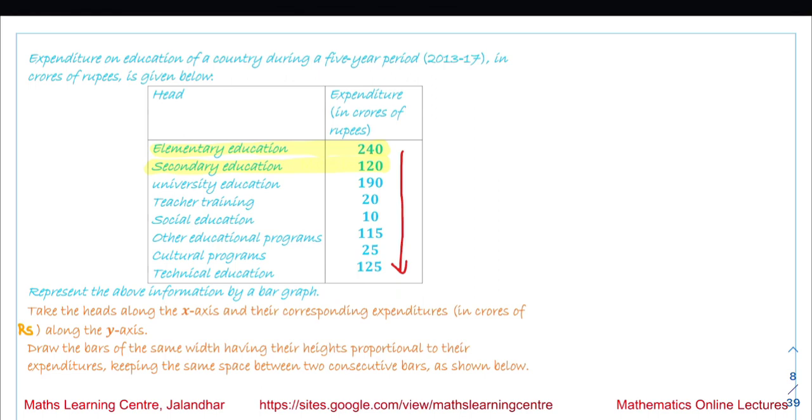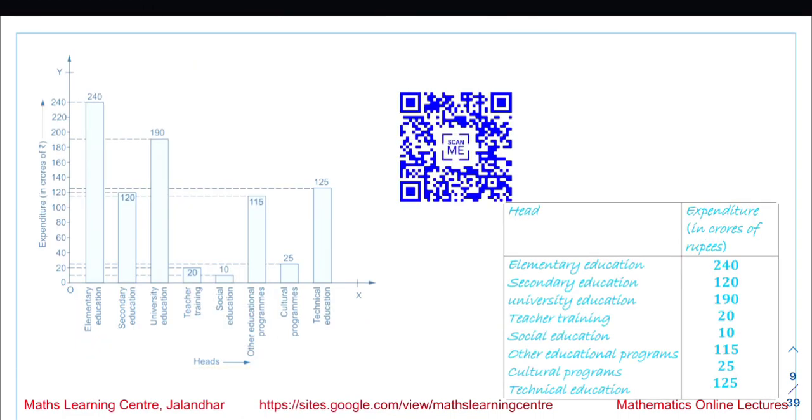So along the x-axis we have marked the various heads, and along the y-axis we have marked the corresponding expenditures. These values are shown over here in the graph. On the x-axis we have the different heads: elementary education, secondary education, university education, teacher training, social education, other educational programs, cultural programs, and technical education. Now how are we going to draw this?